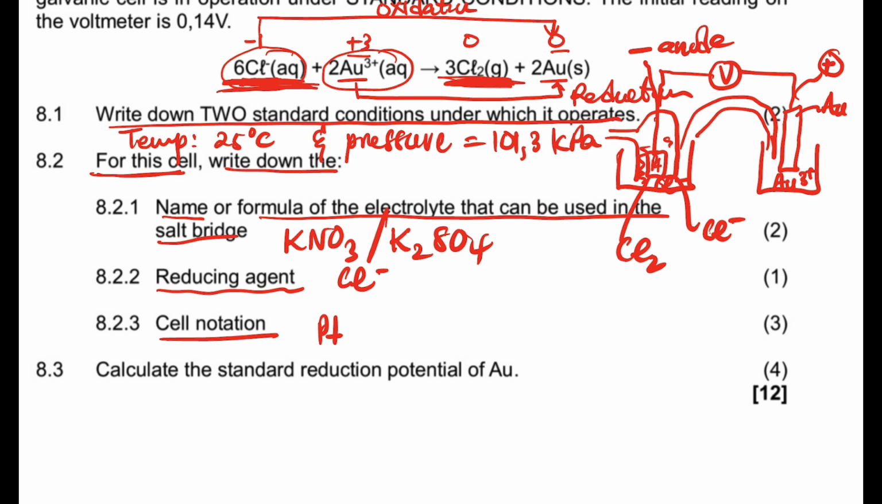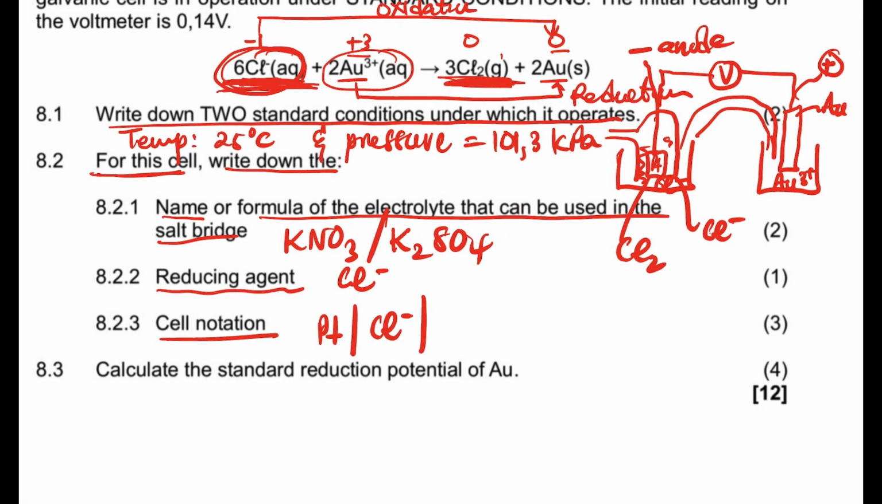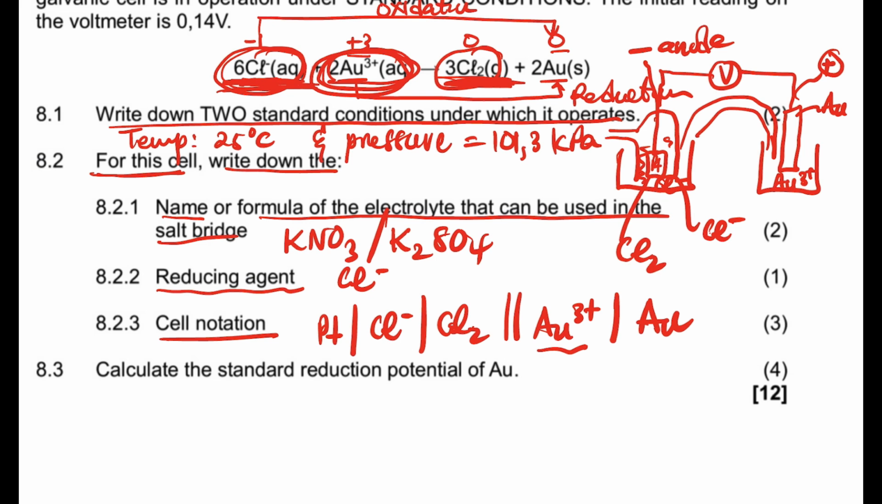Okay, now the cell notation, guys. There we're going to have the platinum as an anode, as in the anode side, which is part of the electrical conductivity, and then we'll have the chloride ion, and then the change of state, and you have the chlorine gas, and then the salt bridge, and you have the gold ion, and then this gold ion is reduced to the gold atom. So it's going to be like that.